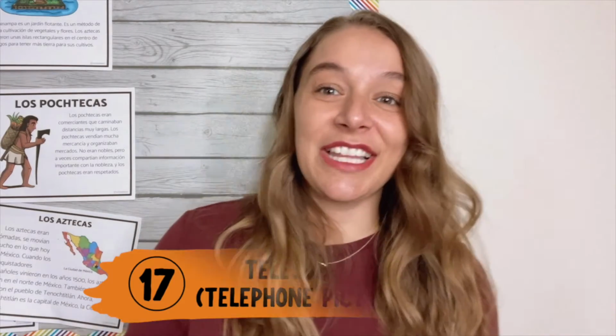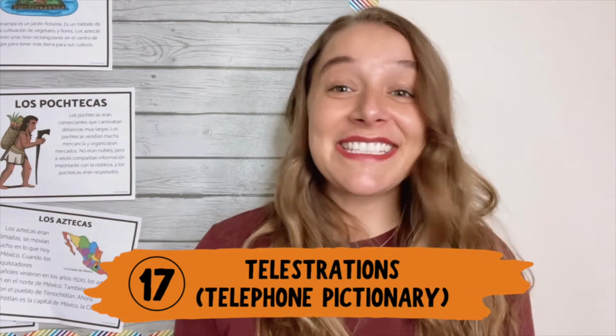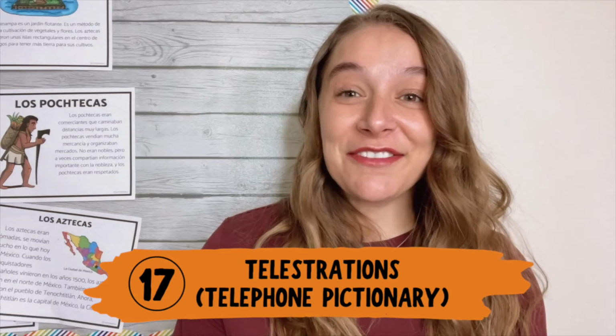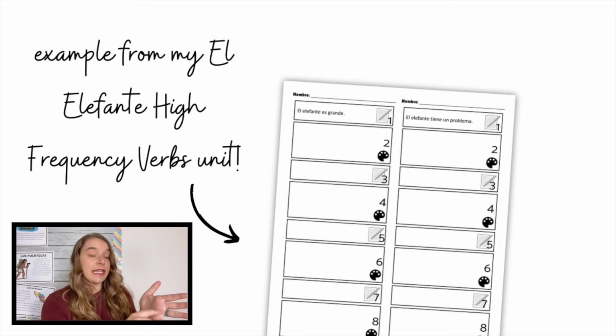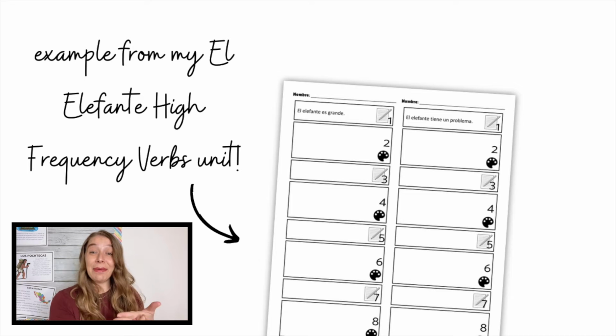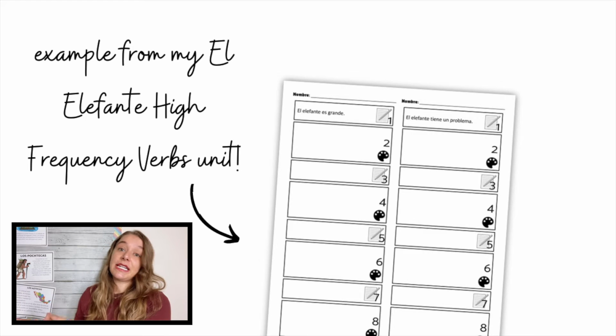Okay, next one is Telestrations or telephone Pictionary. This is actually one I learned my very first day of college. We did it as an icebreaker game with our orientation group. It's really fun. You start with a short sentence in the target language and they're gonna read it, and that first person is gonna illustrate that sentence in the space provided. Then they're going to fold back the top of the paper so you can't see the sentence, they can only see the picture. Then they're going to pass their sheet of paper to the next person in the line.